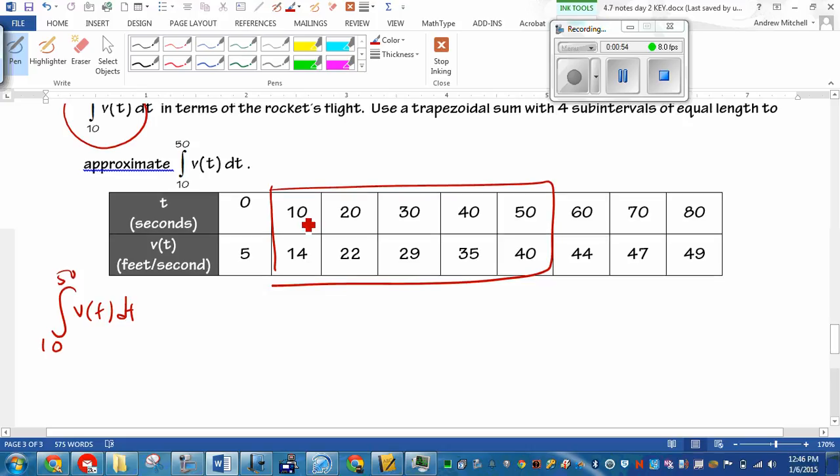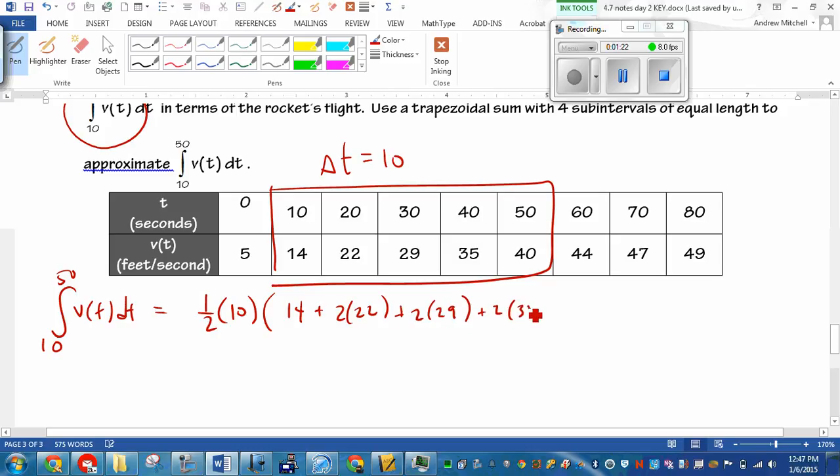And luckily for us, it's going up by 10 each time. So our delta t is 10. We have the same change in t the whole time, so we can use our formula. We have 1/2 times delta t, which is 10, times f of 10, which would be 14, plus 2 times f of 20, which would be 20, plus 2 times 29, plus 2 times 35, plus 40.